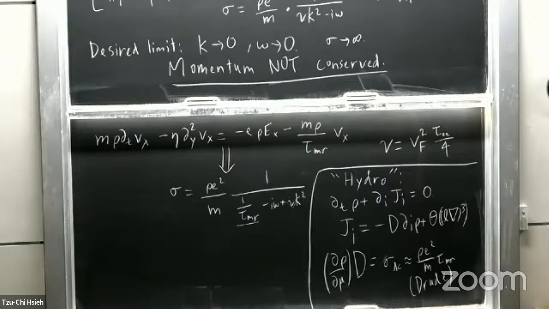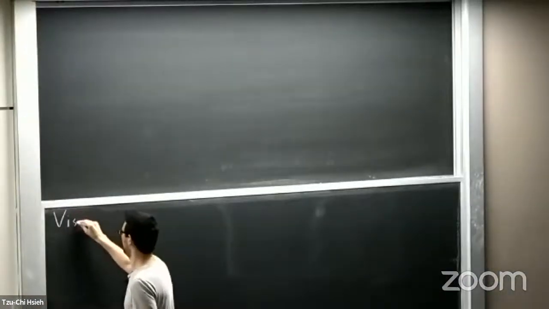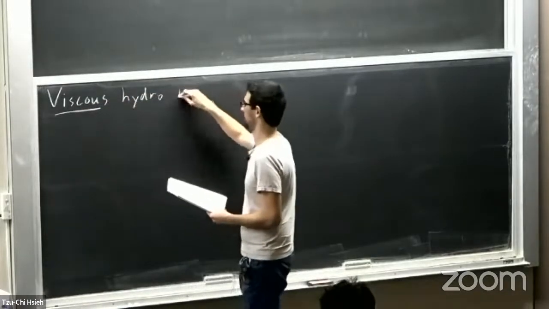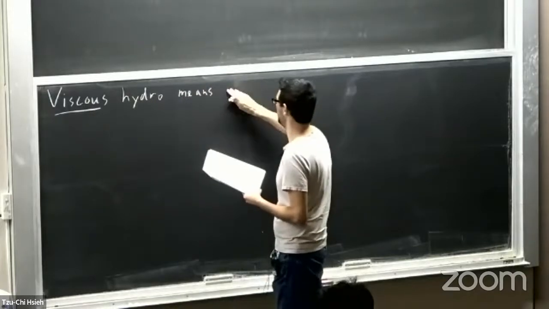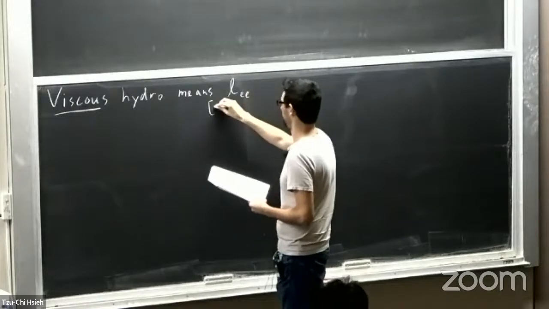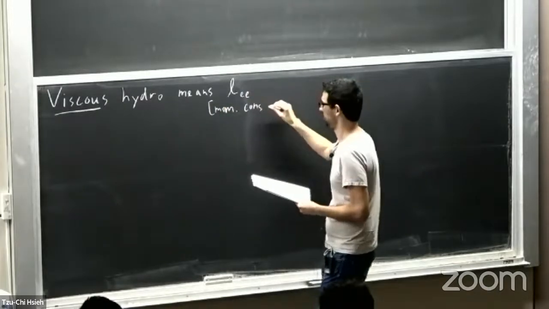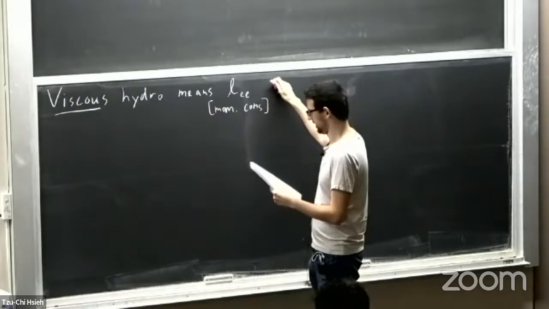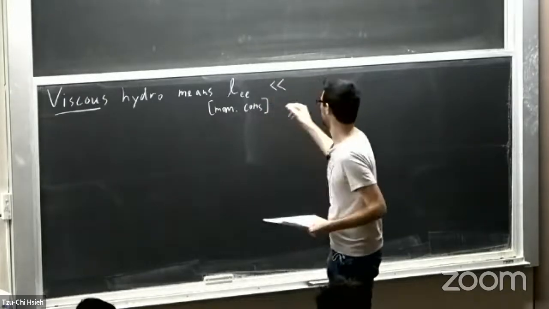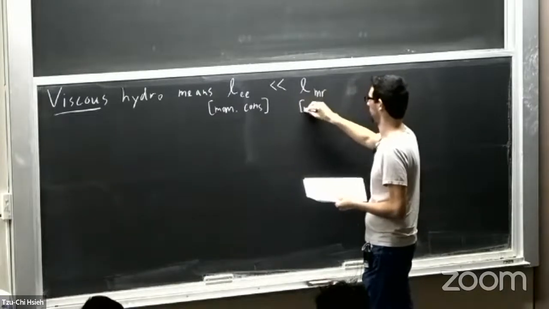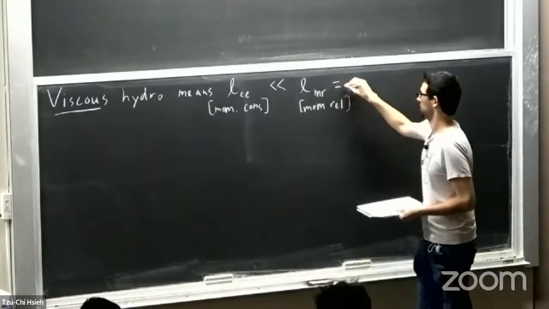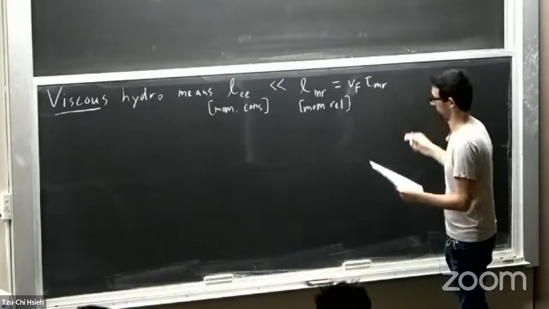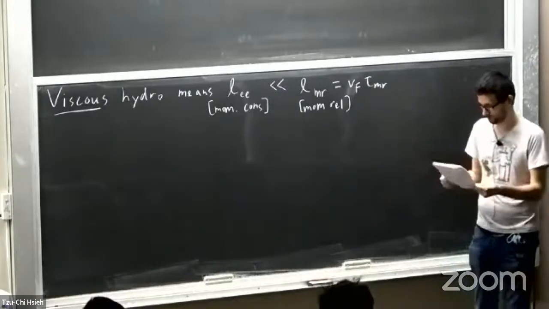All right, let's move on to that then. As I've belabored, I hope, viscous hydrodynamics means that we need what I'll write as L_ee, a momentum conserving mean free path for electron collisions, to be much smaller than the corresponding length scale for momentum relaxing collisions. You can think of this as the typical velocity in the problem, the Fermi velocity, multiplied by a momentum relaxing timescale, the same one we introduced before.